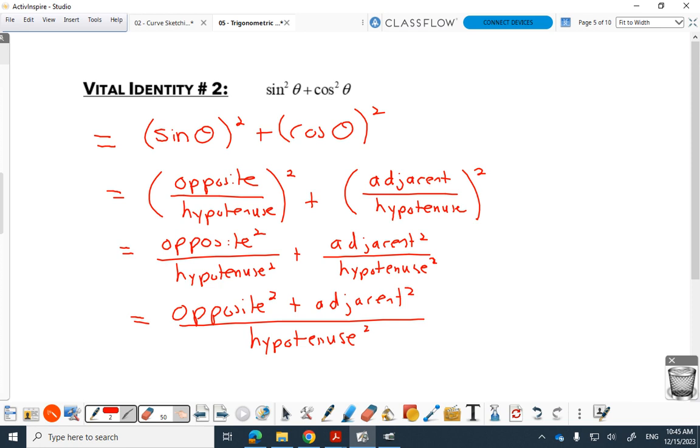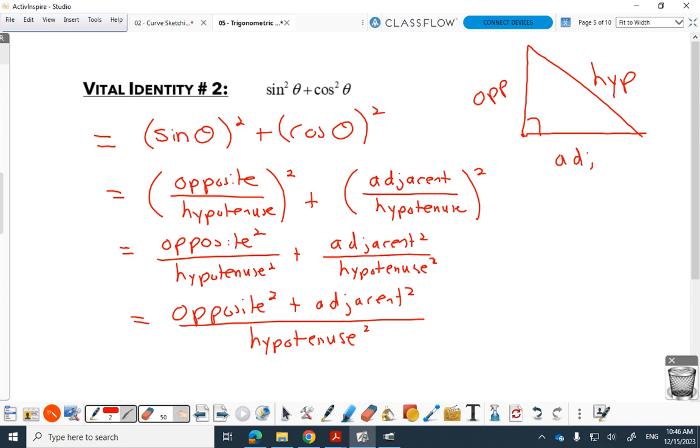Opposite squared plus adjacent squared. Maybe you need a little diagram to see it. I don't know why I wrote a C there. There was absolutely no reason. A squared plus B squared equals C squared. Pretty sure that's what it is, right? Opposite squared plus adjacent squared is hypotenuse squared.